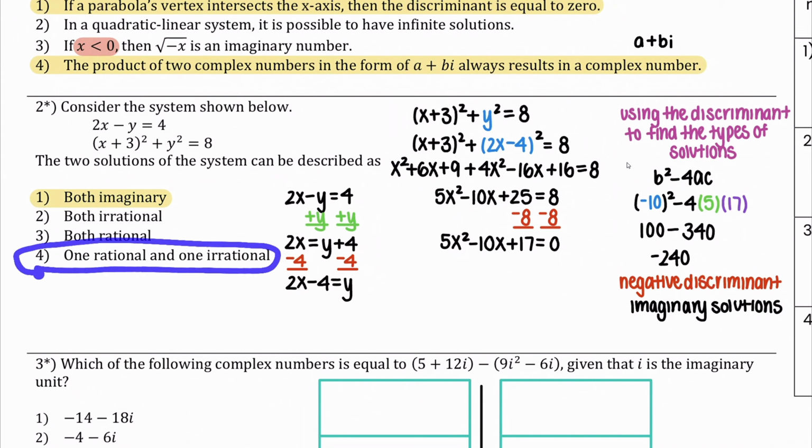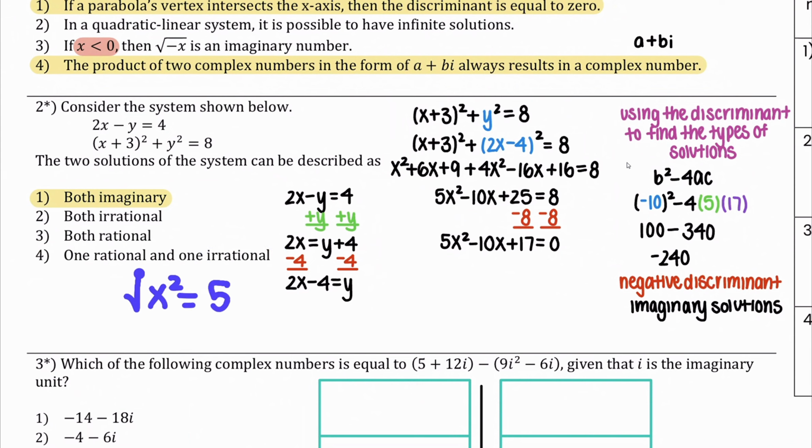Even though we can eliminate the other ones, something I want to highlight is answer choice number 4. Notice here that it says 1 rational or 1 irrational. Like the complex conjugate root theorem, where if we have imaginary solutions there are always 2 of them, the same is true for irrational solutions. For example, if x squared is equal to 5, taking the square root of both sides always gives us 2 irrational solutions, plus minus square root of 5. So this situation of 1 rational and 1 irrational is just impossible.